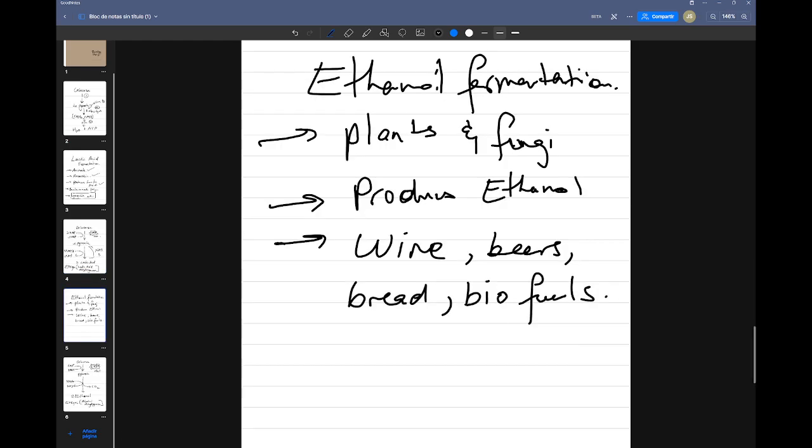But for ethanol fermentation now, this usually happens in plants and fungi. The fungi that we normally know goes through this, or that we use normally on an industrial level too, is yeast. So it produces ethanol, and it can be used for wine production, beer production, breads, and biofuels. So in biofuels, you can look at transesterification to create different biofuels. That's chemistry unit 2, right? But we have this here.